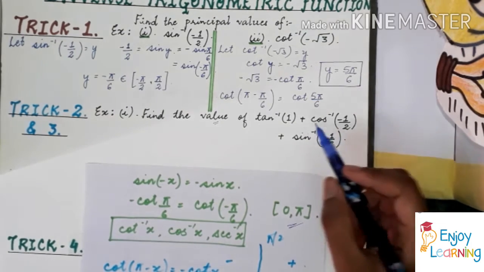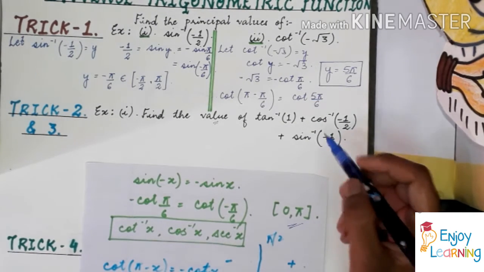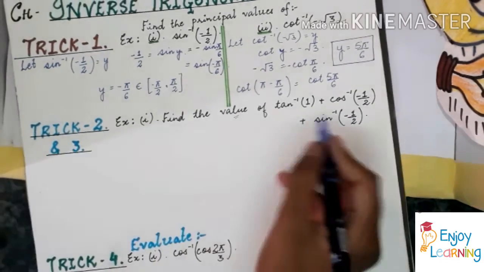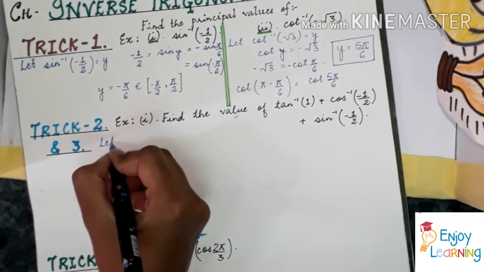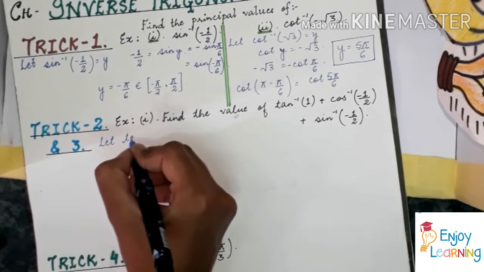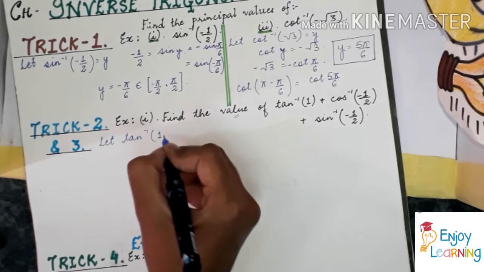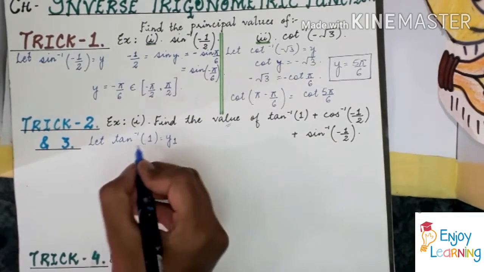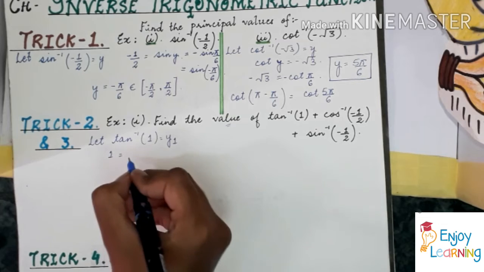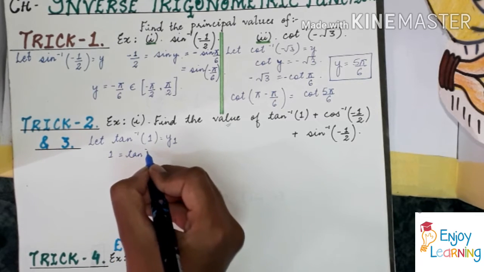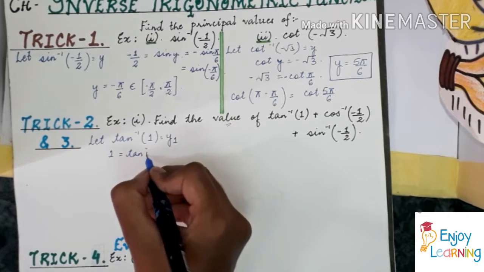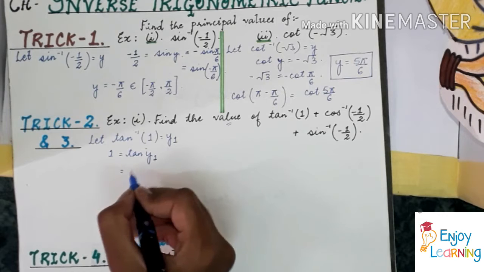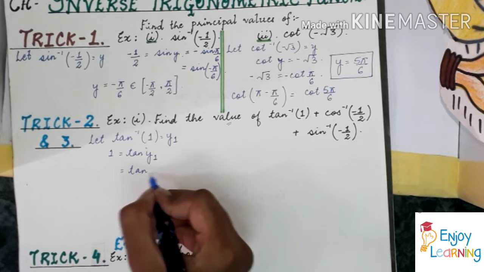And type 3 questions are those involving multiple inverse trigonometric functions. See, here you are getting 3 types of inverse trigonometric functions in just one question. So it's really very simple. You have to let them individually. First you let the tan inverse function: tan inverse 1 is equal to y1. So what will you do? You will take the tan inverse function from LHS to RHS and it will become tan. So when is tan 1? When y1 is pi by 4.